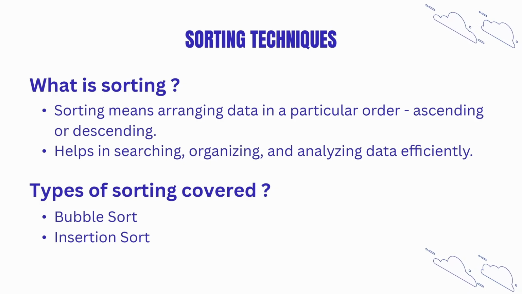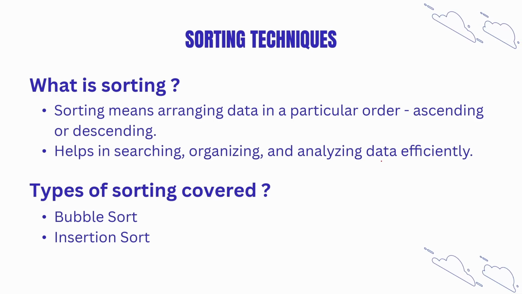So why do we do it? Because it helps in searching, organizing, and analyzing data efficiently. For example, we know that in order to do binary search, the list should be sorted. That is why sorting is needed for many operations. The computer first sorts the data and then only performs the next operation. So that is why we read about sorting techniques, how the computer sorts that particular data.